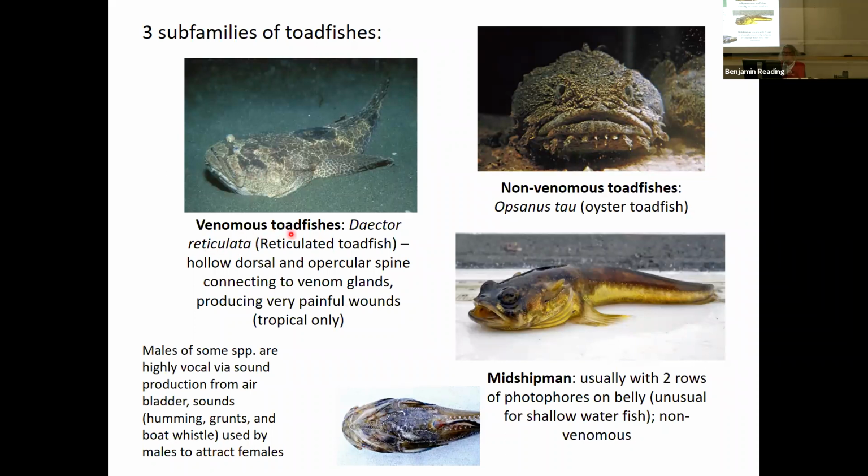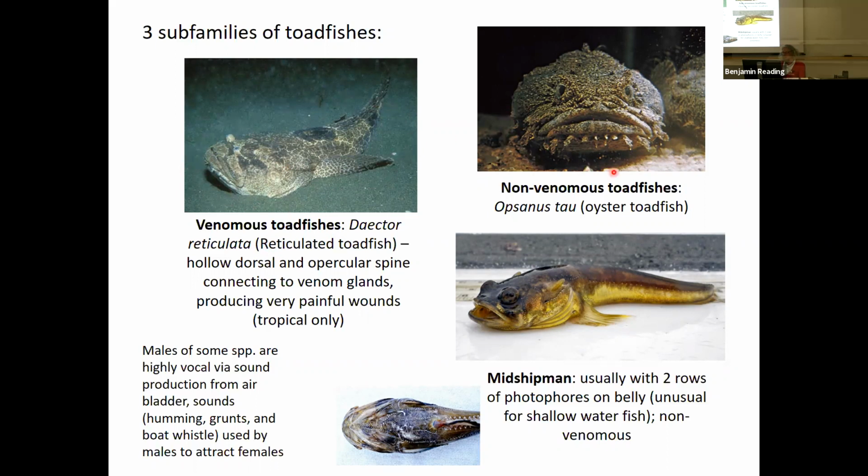Here's the venomous toadfish, or also called the reticulated toadfish. They have this hollow dorsal spine here on the dorsal fin, and also these opercular spines that connect to venom glands, and they produce very painful wounds. They're not going to kill you, but if you step on one, for instance, on the bottom, it can poke your foot, and it's very painful. And so you can sort of see these things sit on the bottom, and they're sort of lie-in-wait predators.